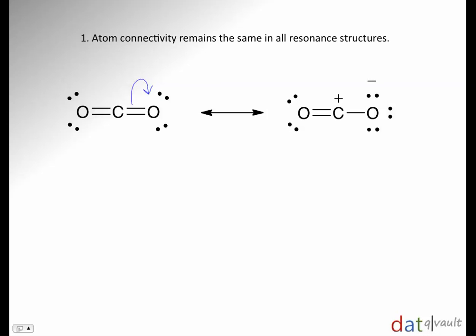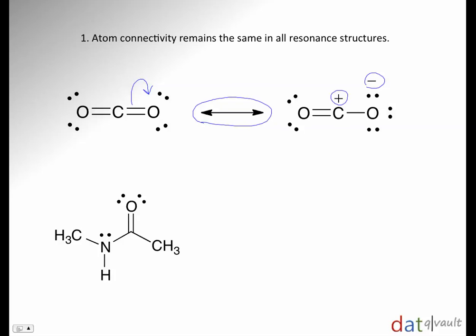This gives us this resonance structure over here on the right, where carbon, since we're losing an electron from it, now has a positive charge, and the electrons in this double bond are going completely to oxygen. Now oxygen is going to have a negative charge. Resonance structures are denoted by a double-sided arrow. So notice in this structure, carbon is still connected to both oxygen atoms, and in the structure on the left, carbon is still connected to both oxygen atoms. So this follows the first rule of resonance structures, atom connectivity remaining the same.